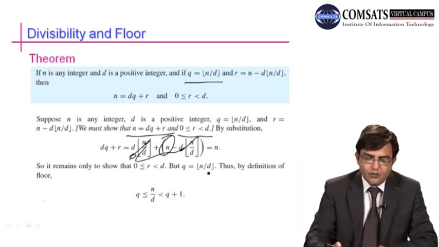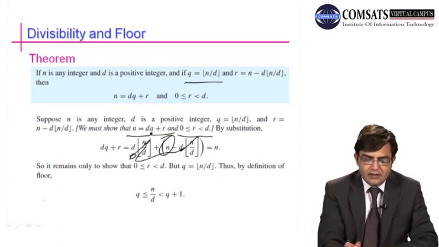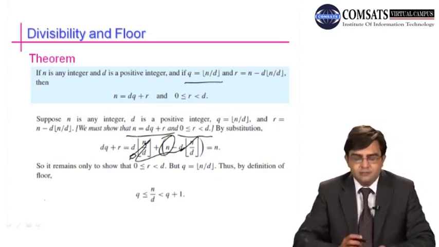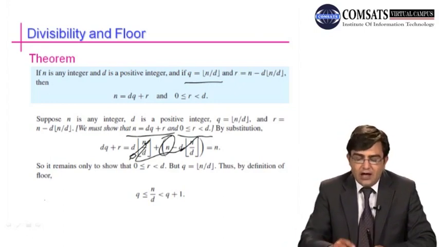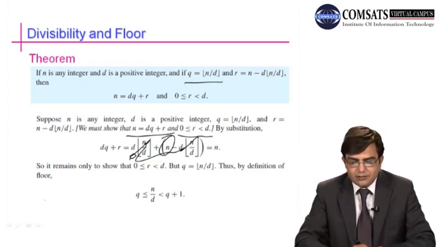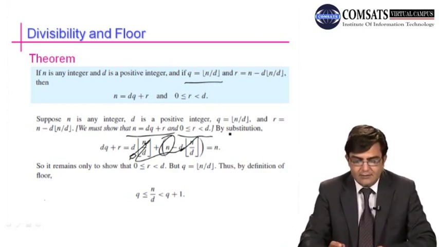So this is proof that dq plus r is equal to n. Now what is left to be proved? Now we have to prove r must be greater than or equal to 0 and less than d.